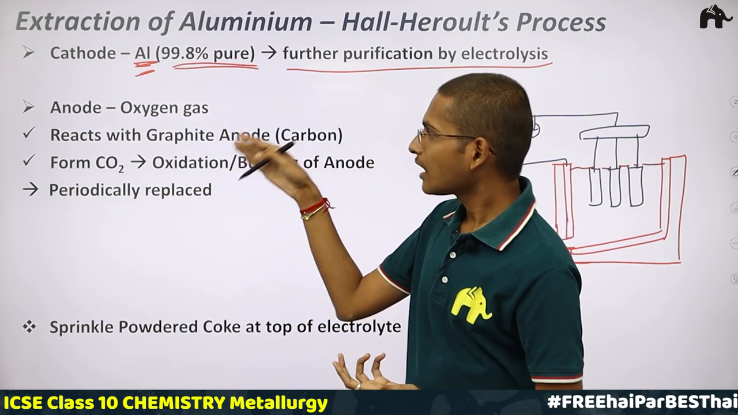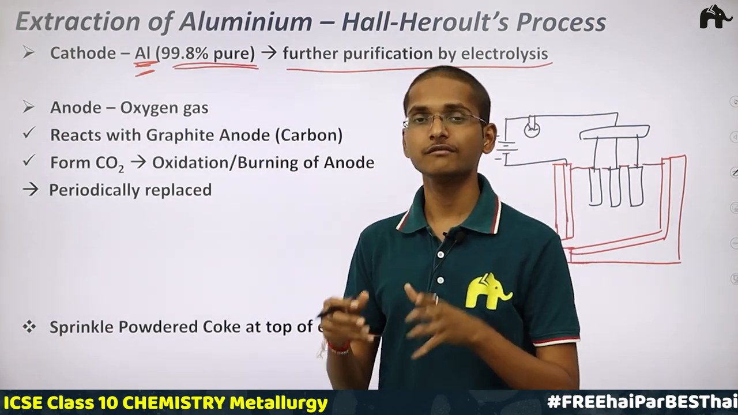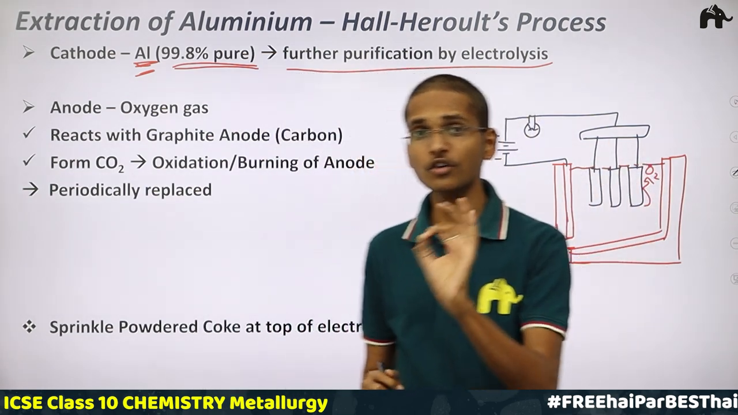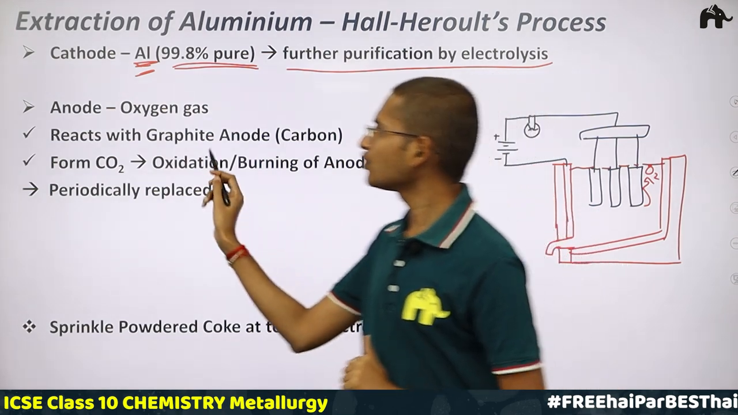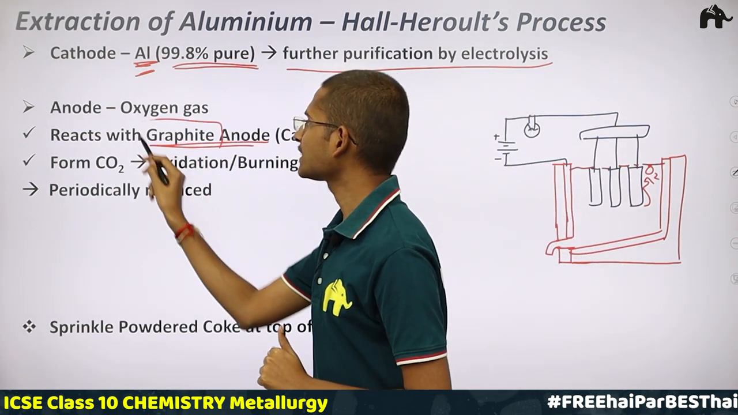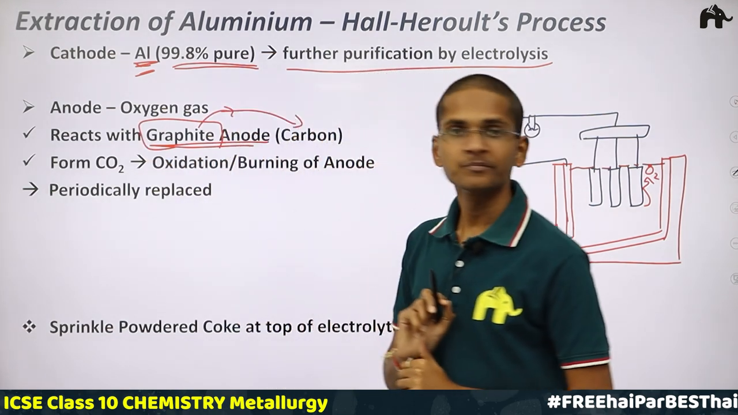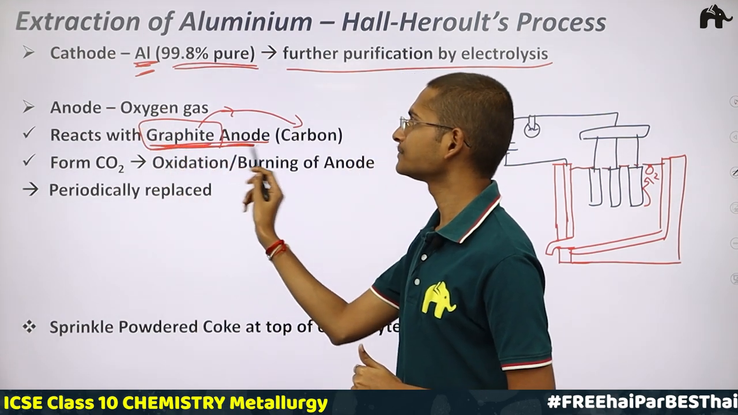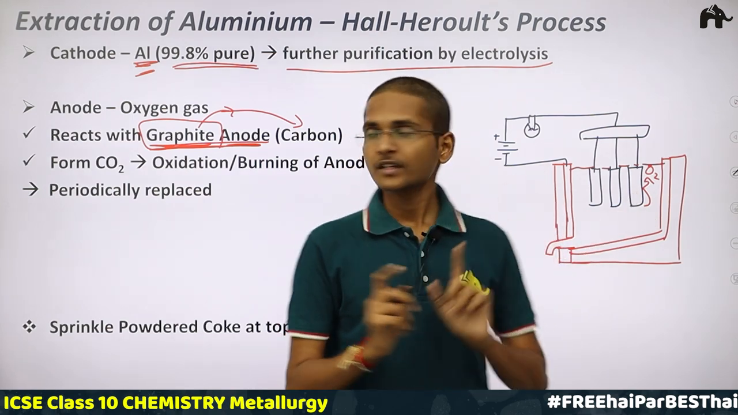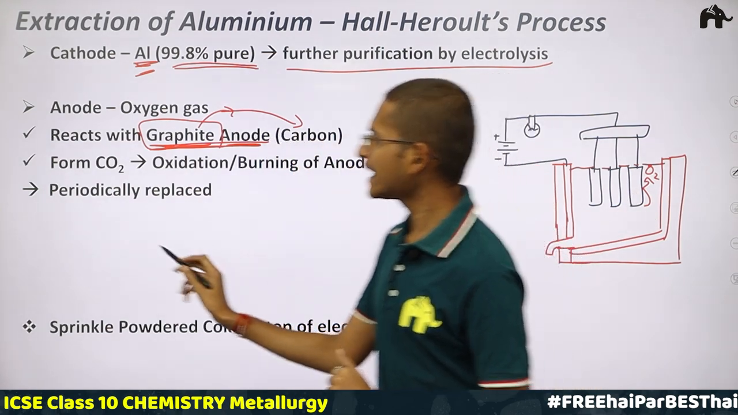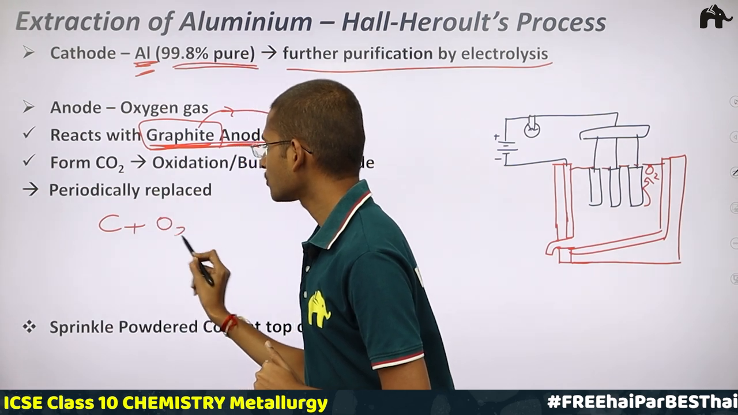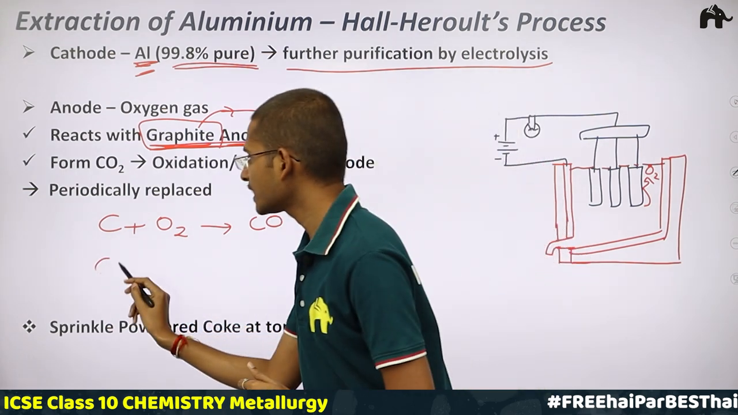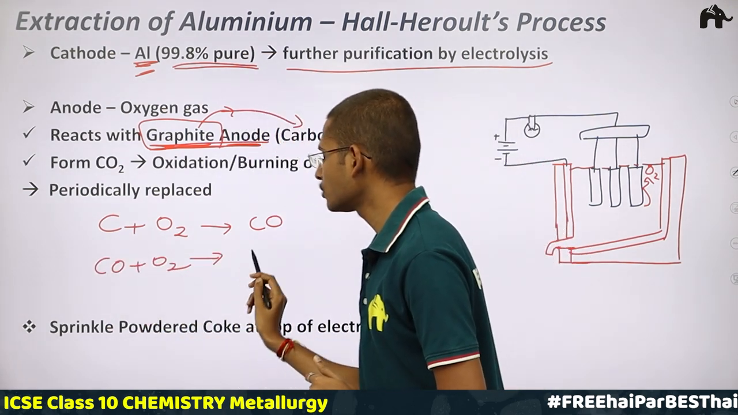But there are some things which need to be studied, which is what is happening at the anode. Oxygen gas is liberating at the anode, and this oxygen gas is creating a mess. Why? Because our anode is graphite, and graphite means carbon, right? The oxygen gas liberated at the anode reacts with our graphite anode. See, this oxygen reacts first with the carbon and forms carbon monoxide, and this carbon monoxide is in turn converted into carbon dioxide.